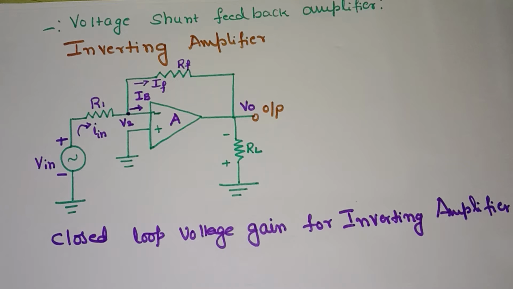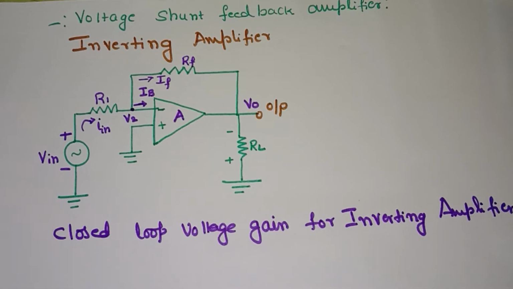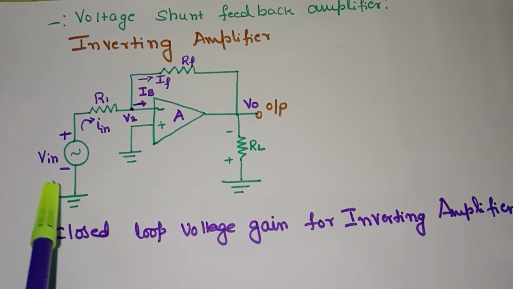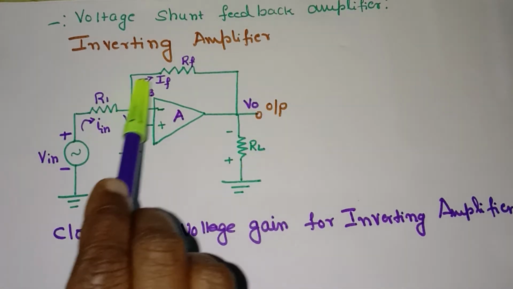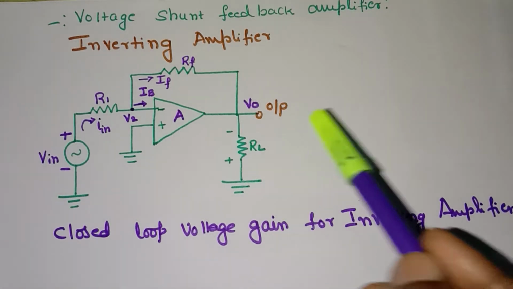Just I will revise you. What do you mean by the inverting amplifier with feedback? So another name for the inverting amplifier or the closed loop voltage gain is inverting amplifier with feedback. Okay. So here whatever you are seeing, this figure shows the circuit for the inverting amplifier with feedback or the closed loop operational amplifier.